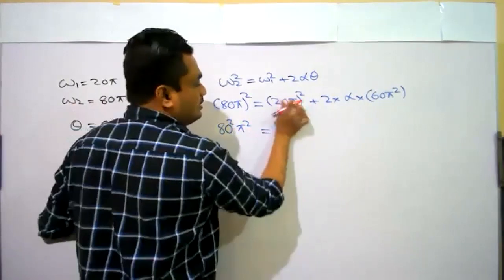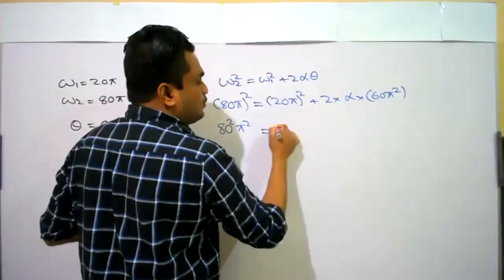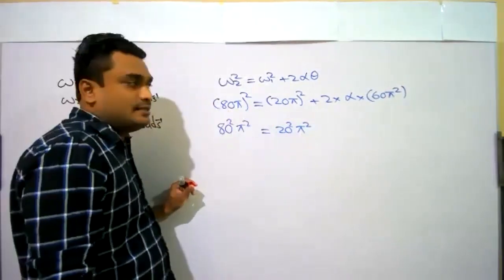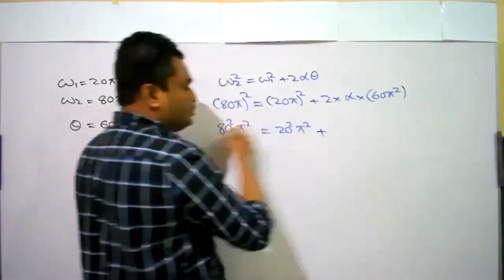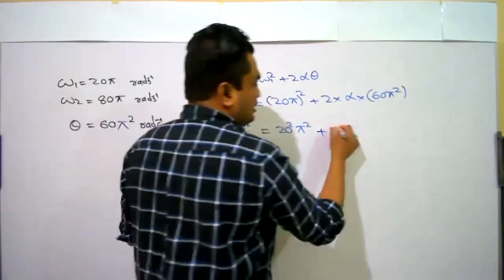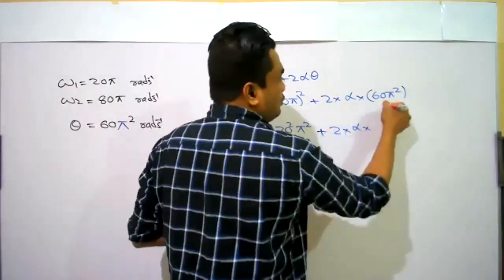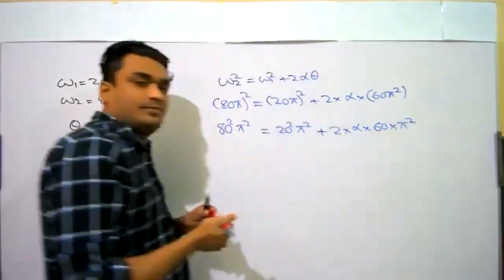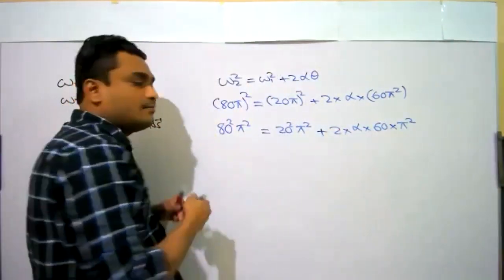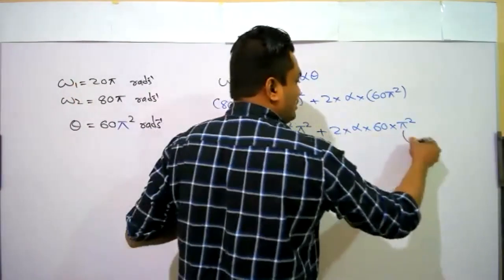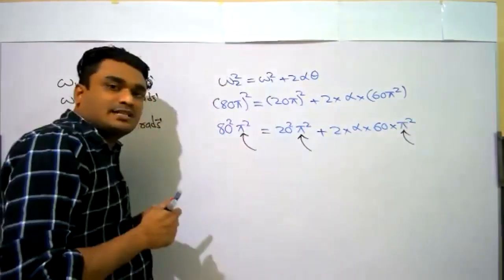Similarly, 20 square pi square. That's what happens when you get the square. When you remove the brackets, a square term should be written separately for the two terms. So this is 2 into alpha into 60 into pi square. Once you write like this, it's very clear that all the pi square terms are cancelled out.